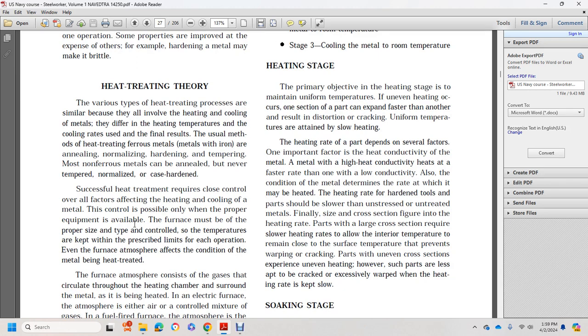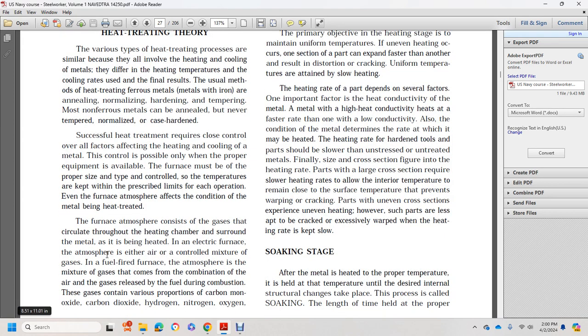The furnace must be of the proper size and type, and the temperature must be kept within the prescribed limits for each operation. In each furnace, the atmosphere affects the condition of the metal being heat treated. Furnace atmosphere consists of the gases that circulate through the heating chamber surrounding the metal being heated. In an electric furnace, the atmosphere is either air or a controlled mixture of gases. A fuel-fired furnace atmosphere is a mixture of gases that comes from a combination of air and the gases released from the fuel during combustion.